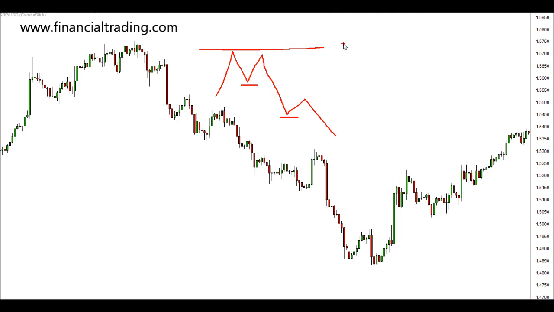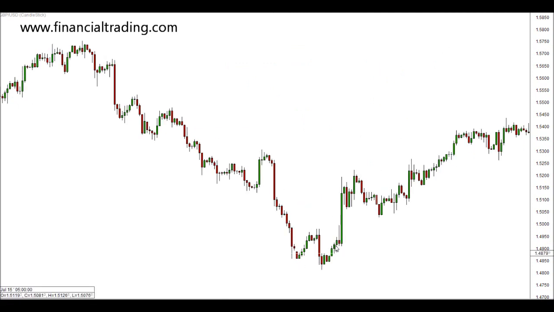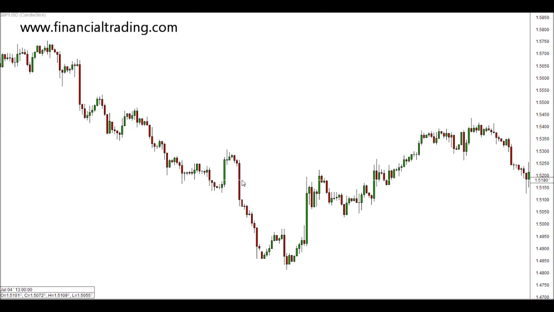A double bottom, same sort of thing. We have a push down, we have a pullback, we go for another push but just can't make it, we can't create a lower low, then price goes on the upside. And we have a typical double bottom at the end of this downtrend and the start of this uptrend. Price is downtrending. We have a push, a pullback, a push, can't really make a lower low, and then price goes on the upside. So here's our double bottom.